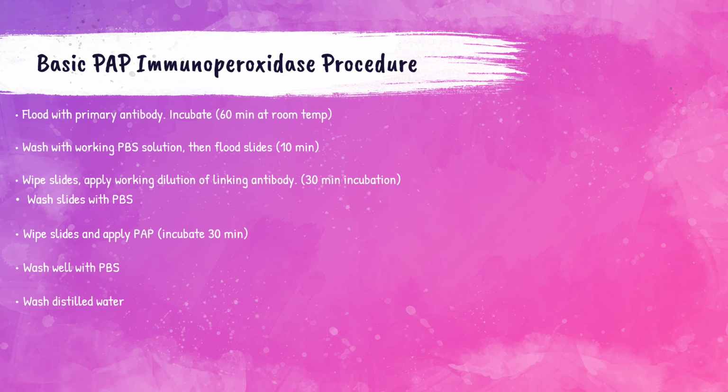linking antibody. This step has a 30-minute incubation. After that 30-minute incubation, slides should be washed with PBS and then wiped, and then PAP should be applied. Once the PAP is applied, it needs a 30-minute incubation. And after this incubation step, it needs to be washed well with PBS, followed by a distilled water wash.